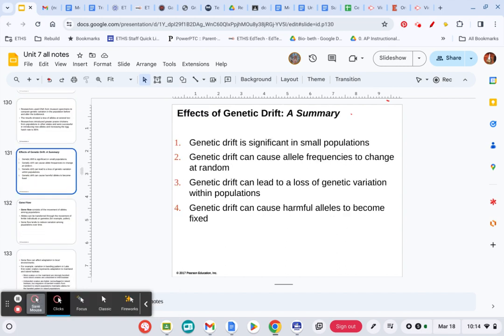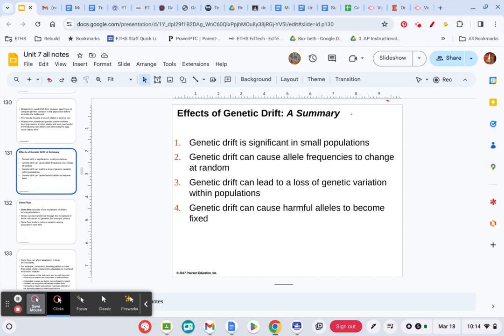So in summary, genetic drift has most of its effects only on small populations because it's probably not going to happen in a big population. But because it's a small population, you can have allele frequencies change very randomly. So we lost that yellow flower allele, for example, or probably some type of genetic variation in that chicken. That's actually number 3. Genetic drift can lead to a loss of genetic variation.